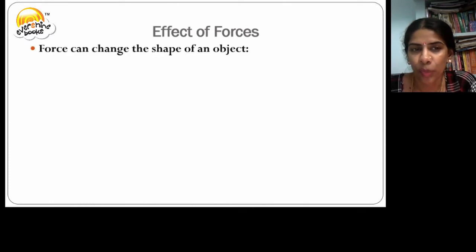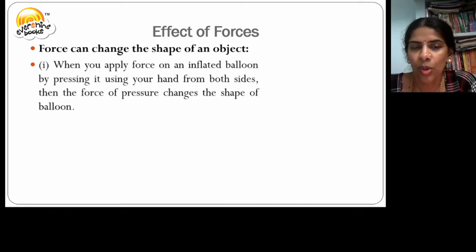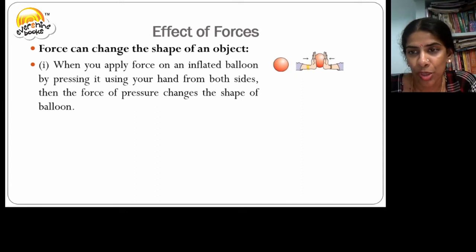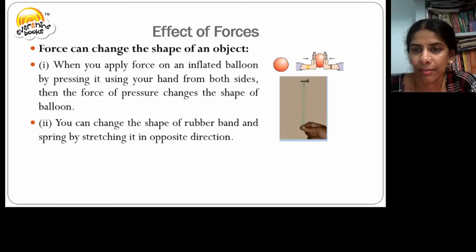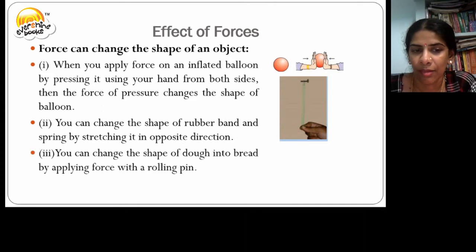The second effect of force is that force can change the shape of an object. When you apply force on an inflated balloon by pressing it with your hands from both sides, the force of the pressure changes the shape of the balloon. You can change the shape of a rubber band and a spring by stretching them in opposite directions. You can change the shape of dough into bread by applying force with a rolling pin.